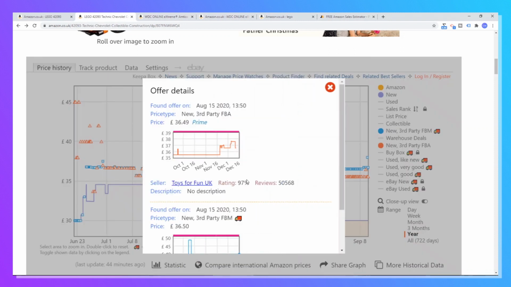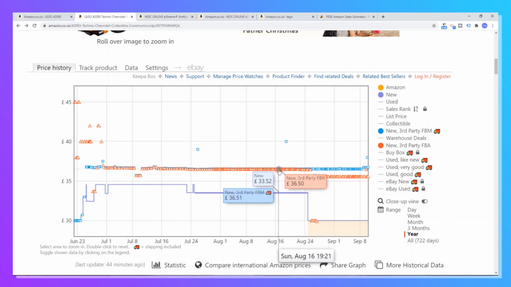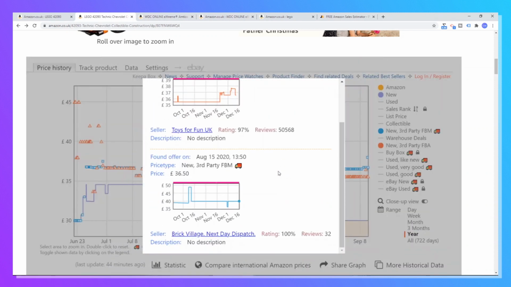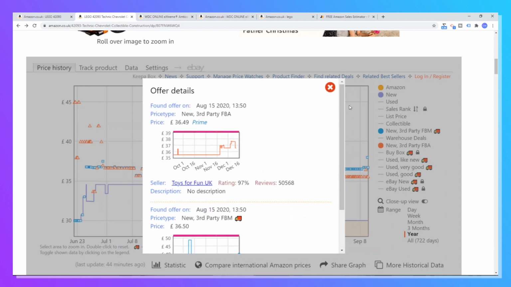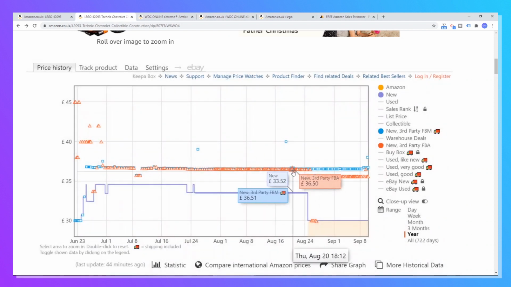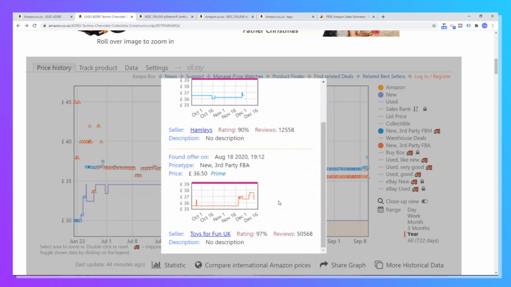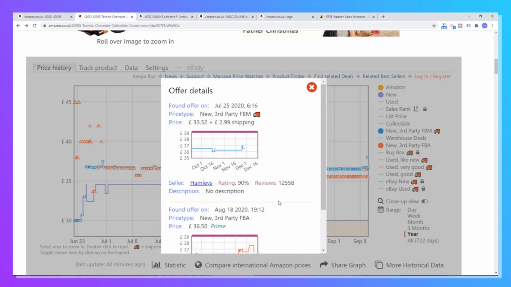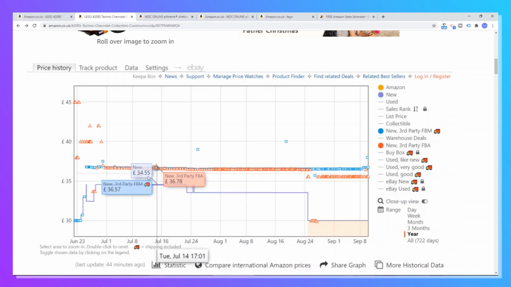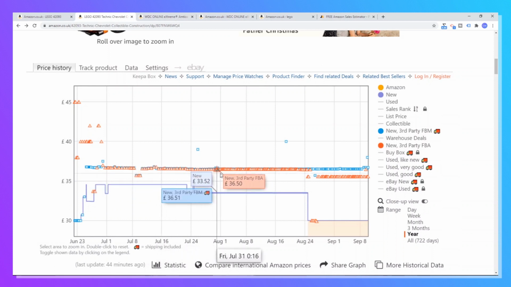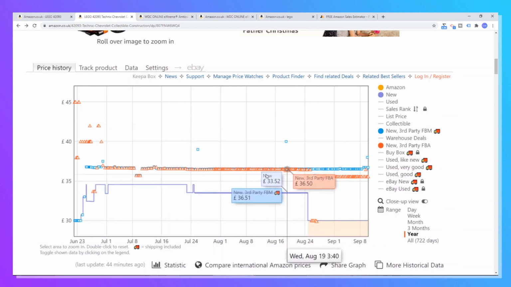I'm going to have a quick look at who the sellers are. Toys for Fun, Brick Village, and if you go over here, Hamleys and Toys for Fun. Interestingly, Brick Village was on there, but then no longer. So I'm going to say that's probably around the price this has been selling for.